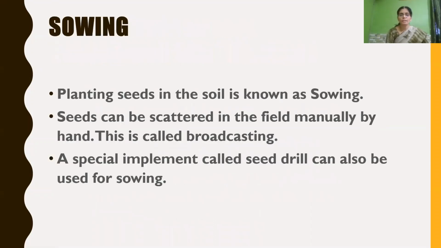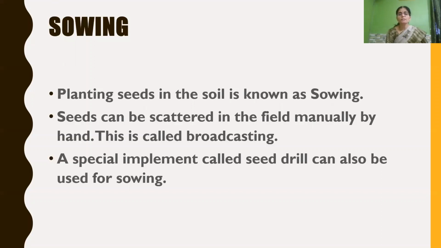After plowing the soil, the next step we have learned is sowing. For sowing, first we have a selection of seeds. What is sowing? Planting seeds in the soil is known as sowing. For sowing, good quality seeds are to be selected first, and we have learned how to select good quality seeds.